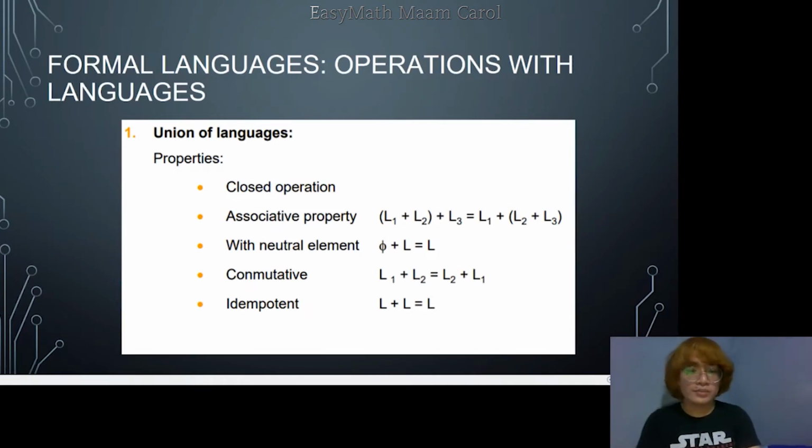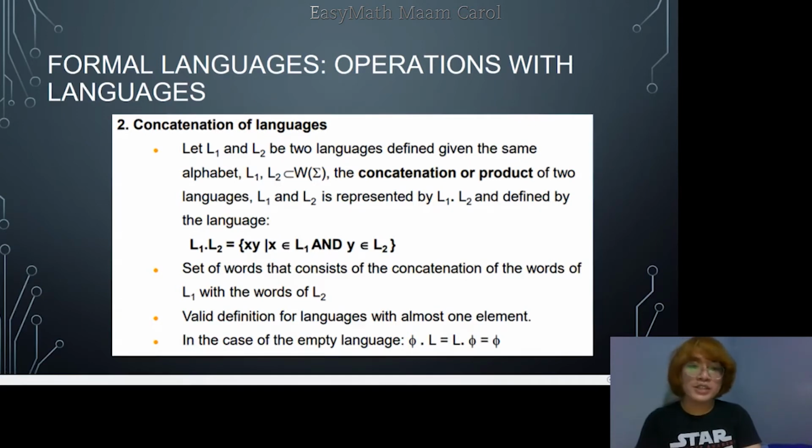The second operation is concatenation of languages. Let L1 and L2 be two languages defined given the same alphabet, which are subsets of the universal language. The concatenation or product of two languages, L1 and L2, is represented by L1.L2 and defined by the language L1 concatenated with L2 is equal to xy such that x is in L1 and y is in L2. It is the set of words that consists of the concatenation of words of L1 with the words of L2.